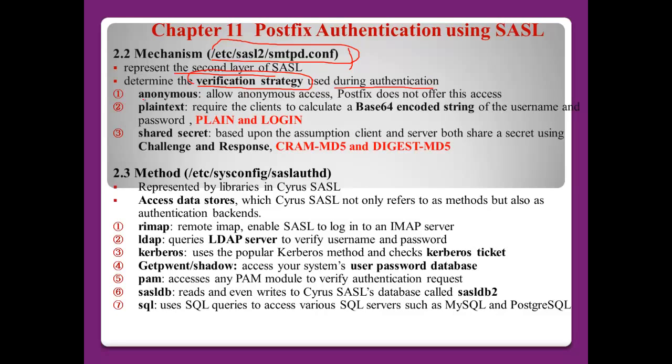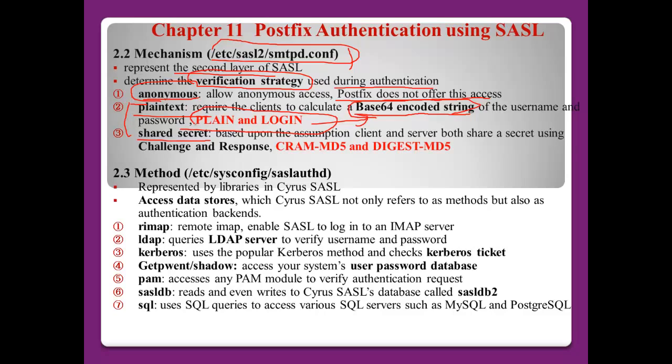There are three kinds: anonymous, plain text, and shared secret. Normally we don't use anonymous, so Postfix does not offer this access. In this part we will use plain text and shared secret key. Plain text requires the client to calculate the base64 encoded string of the username and password. So we call this one plain and login.